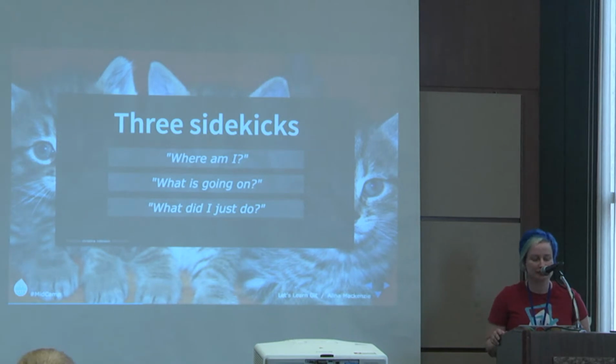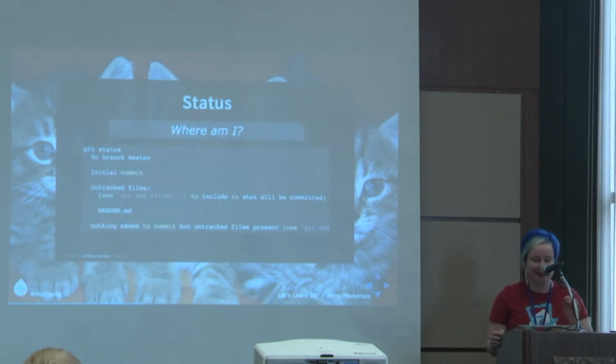So, as we go through these phases, we have 3 sidekicks that can help us answer questions like, where am I? What is going on? And what did I just do? The first sidekick is status. Status answers the question of where am I? Git status, an example of this command is shown here.